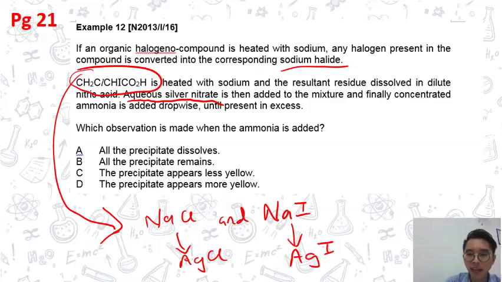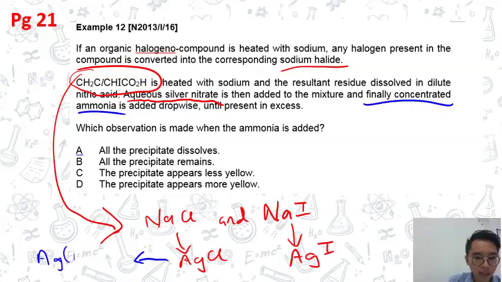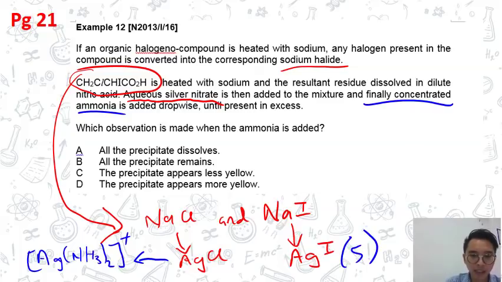And finally you add in concentrated ammonia. So what happens is AgCl will dissolve to form Ag(NH3)2+. AgI will also form, but as you have seen earlier, the ionic product will not drop below the Ksp, so therefore AgI will remain as a precipitate. Your AgCl will dissolve. AgI will remain as precipitate, AgCl will dissolve.